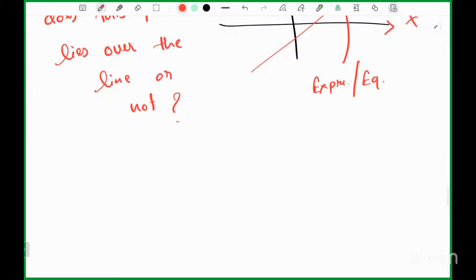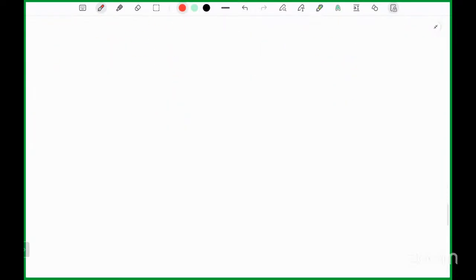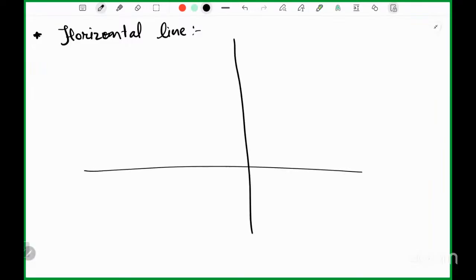Okay, so let's start with some basic lines. Basic lines means those lines which are parallel to either the x-axis or the y-axis. Those lines which are parallel to the x-axis are known as horizontal lines. So this is the first one. I'll come to the topic of slope after this horizontal and vertical line. First, understand what is the equation of a horizontal line and what are the equations of vertical lines. Horizontal line means any line which is parallel to the x-axis.